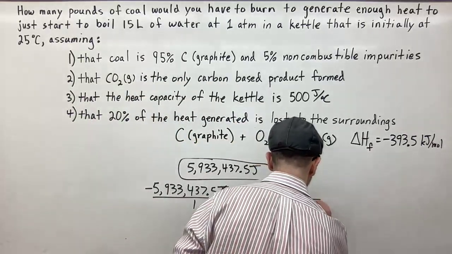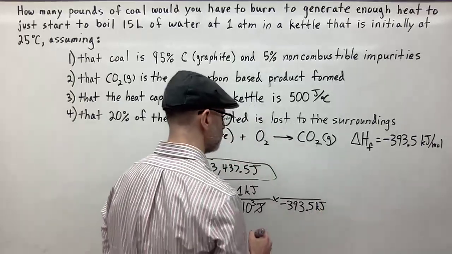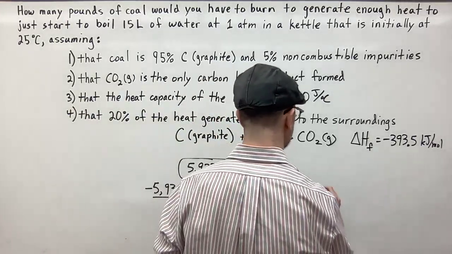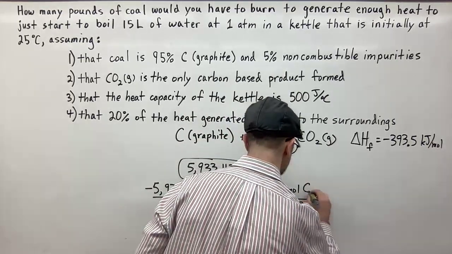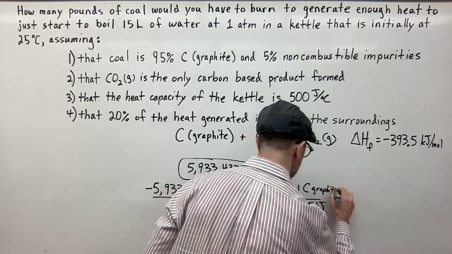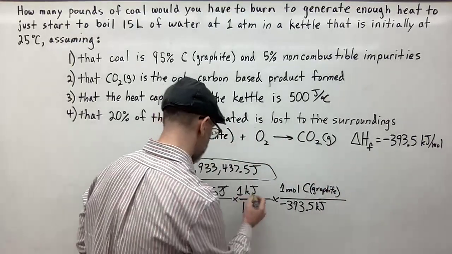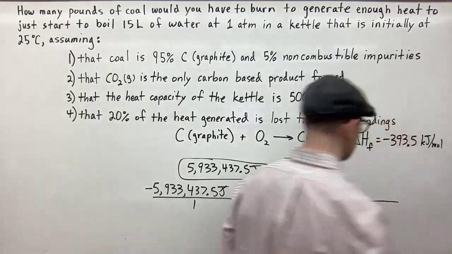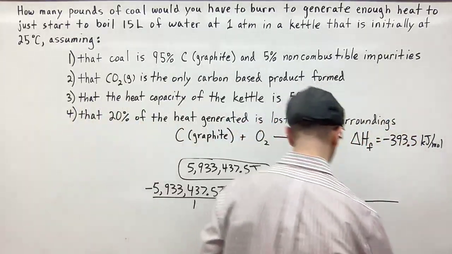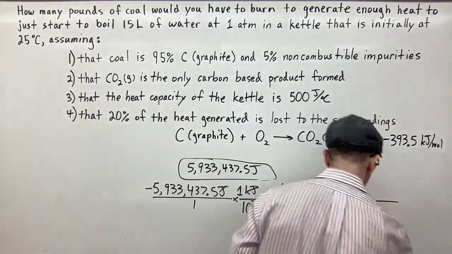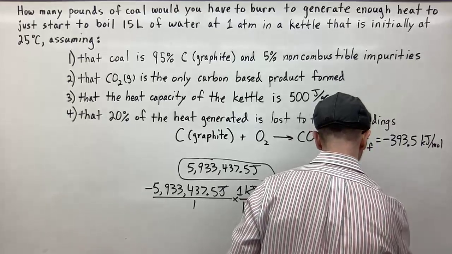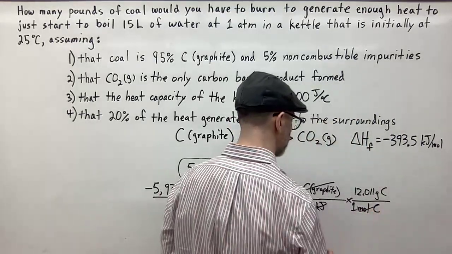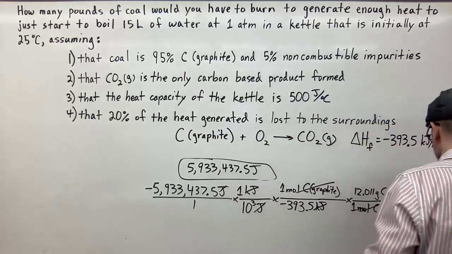So this is kilojoules. And then 1 mole of the graphite. So this is going to be C graphite. Okay, so kilojoules cancels out. Now I have moles of carbon, and now I can use the molar mass of carbon. The molar mass of carbon is 12.011. So 1 mole of carbon on the bottom, 12.011 grams of carbon on top. So moles of the carbon cancel out. I got grams, and now I can convert to pounds.